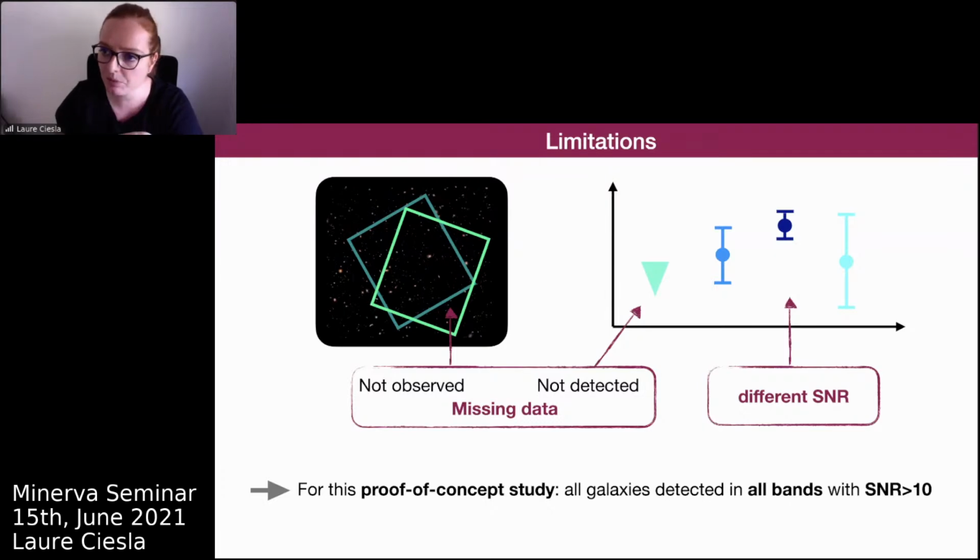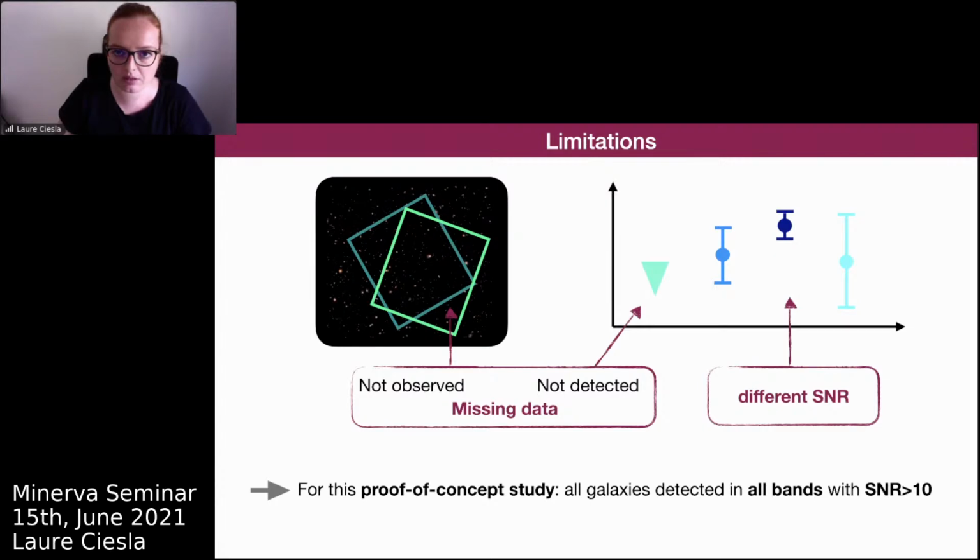So since what we did is a proof of concept study, we had very drastic constraints. So we decided that all galaxies should be detected in all bands. So that means that we had to reduce a bit the number of photometric bands we use, with a signal to noise ratio above 10. So an ideal case for this study.